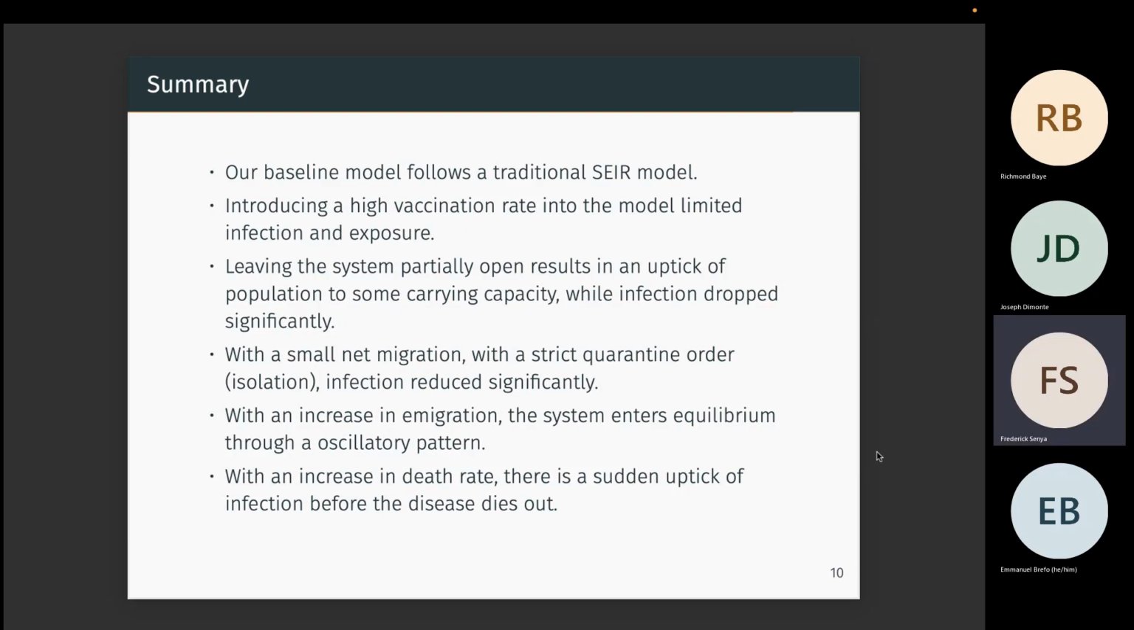And with an increase in immigration, the system enters equilibrium through oscillatory patterns. And finally, we can also say that with an increase in death rate, there is a sudden uptake of infection before the disease dies out.